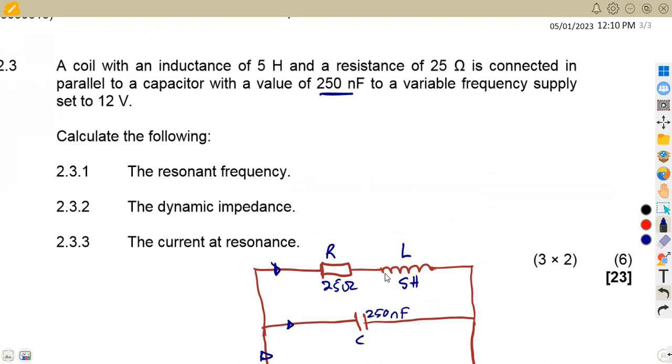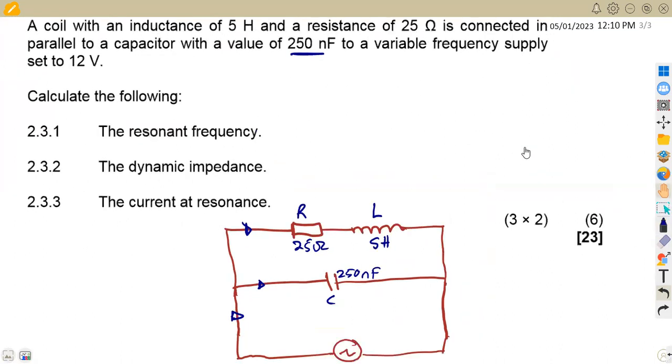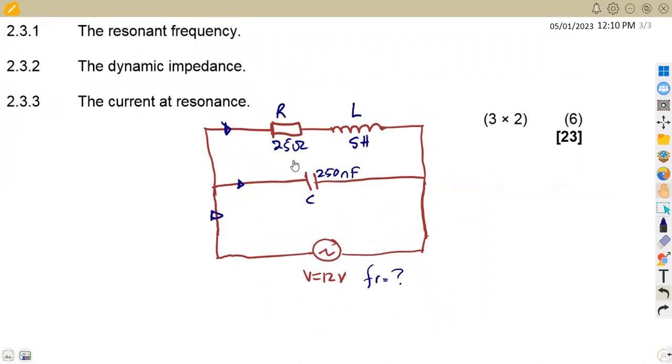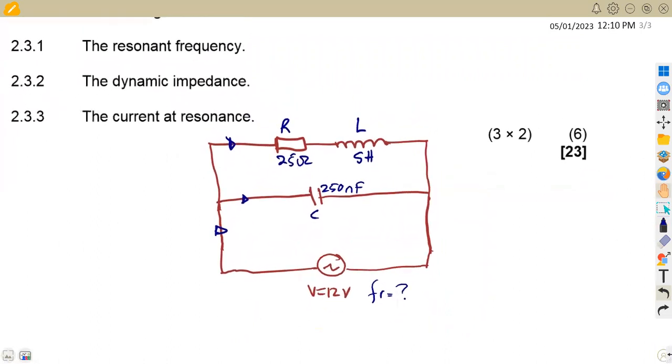So this is a nanofarad. The first question was to calculate the following, the resonant frequency. From the information that we have, what is going to be our resonant frequency in this case? Take note that the resonant frequency is also given in your formula sheet. That's 1/2π√(LC).